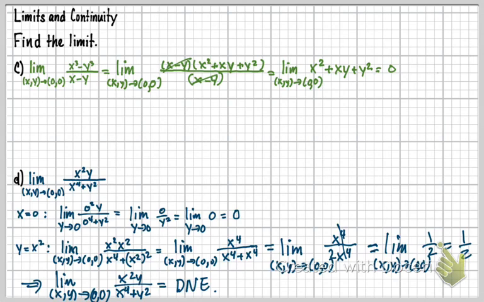Because I checked two paths, they both went through the same point, and that was the point of interest. Therefore, and they gave me different values, therefore, it does not exist.